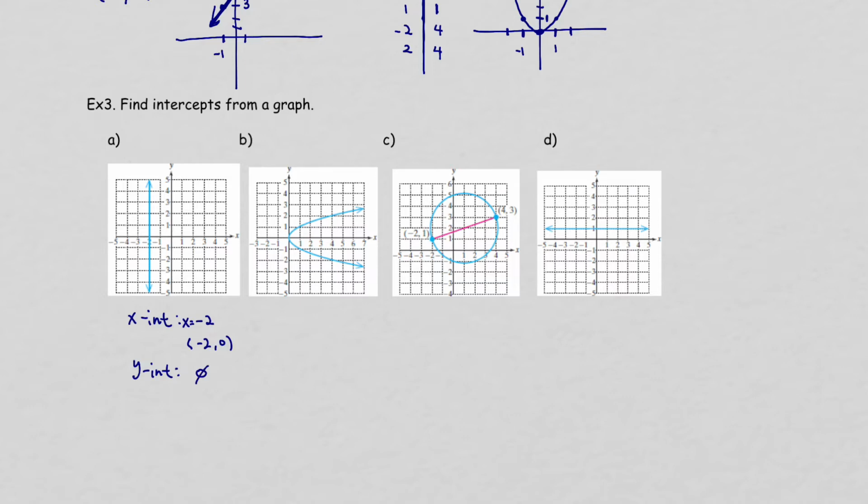This one, this is your graph, right? It touches right there, and the x-intercept and y-intercept will be (0, 0). Or you could say x equals 0, y equals 0. That will be the x-intercept and y-intercept.